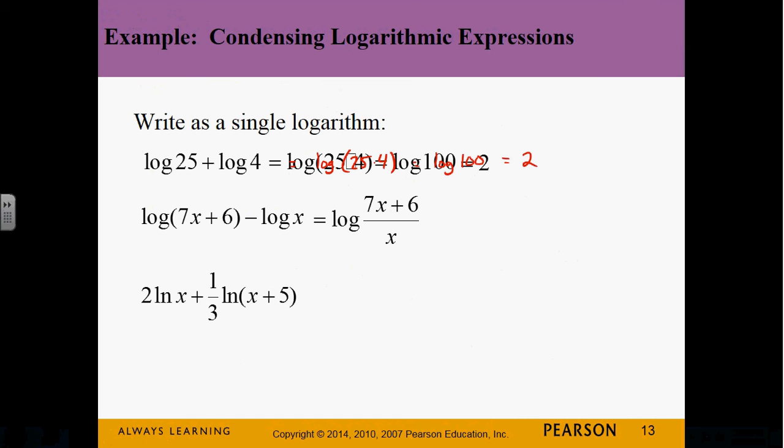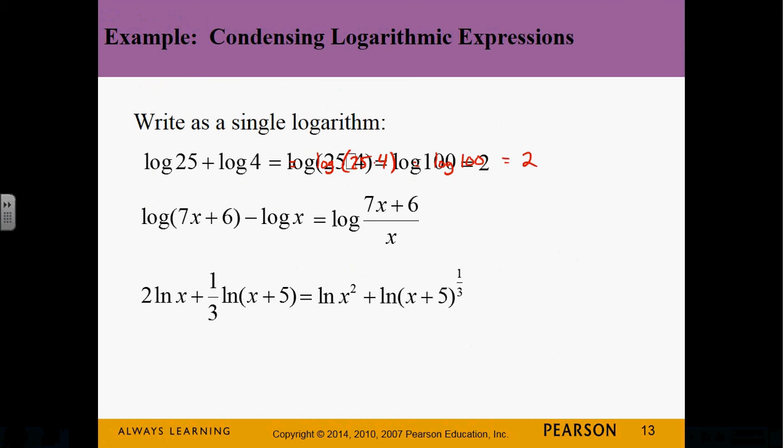Now, the bad one. 2 natural log of x plus 1/3 natural log of x plus 5. They have the same base, but they have different numbers in front of them. I can't combine them. I can't do anything with it. So how do I get rid of the numbers on the front? Right. We're going to do the backwards of the power rule. So instead of 2 ln x, we get natural log of x squared. Instead of 1/3 natural log of x plus 5, we get natural log of x plus 5 to the 1/3. Just bring those constants out front and turn them into exponents.